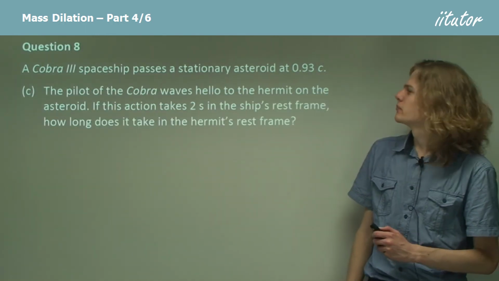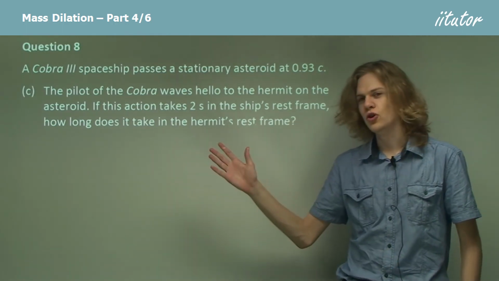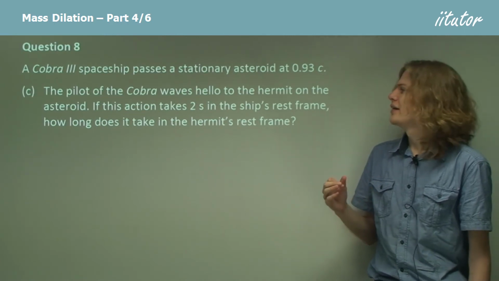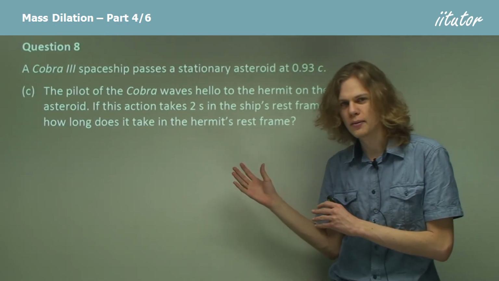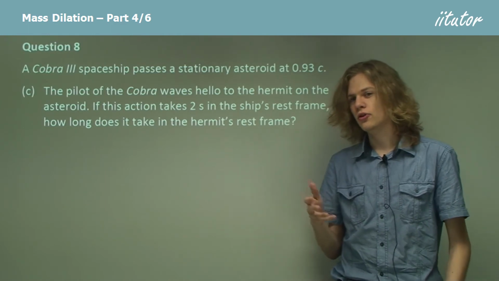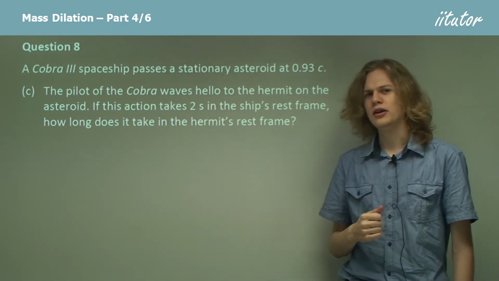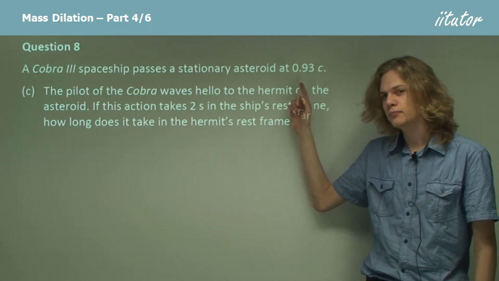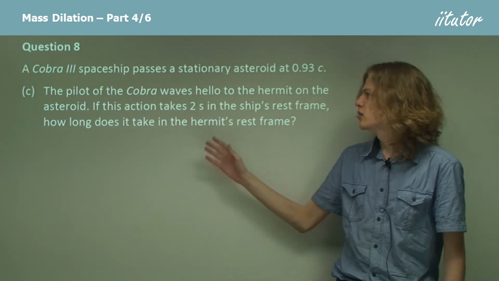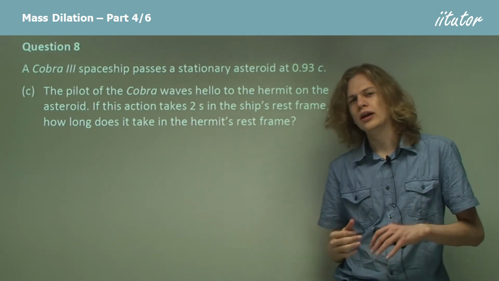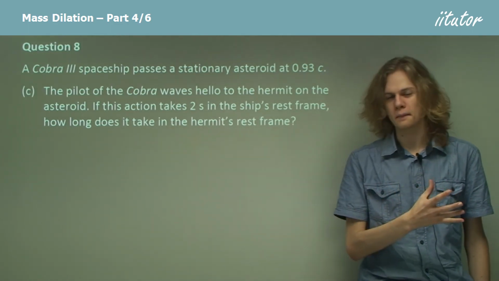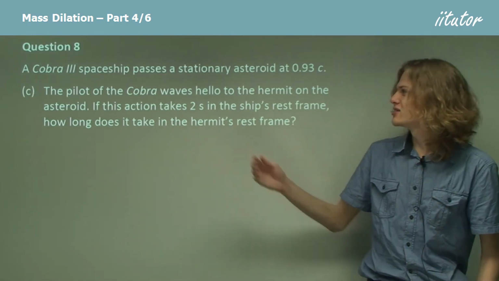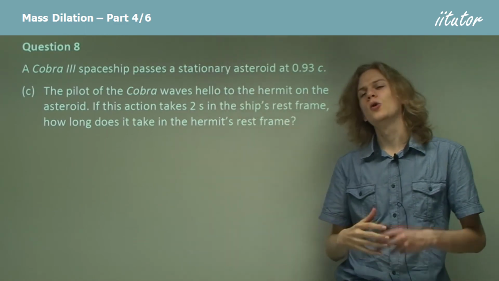Part C. The pilot of the Cobra waves hello to the Hermit on the asteroid. This action takes 2 seconds in the ship's rest frame. How long does it take in the Hermit's rest frame? So now, according to the Hermit, the pilot, we'll call him Commander Jameson, is moving at 93% of the speed of light, and he performs an event that takes 2 seconds in his own frame, but will take a longer time when he's moving, right? But that's because time inside this moving frame of reference is going to slow down.